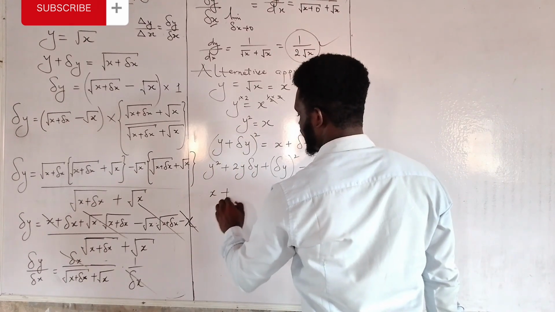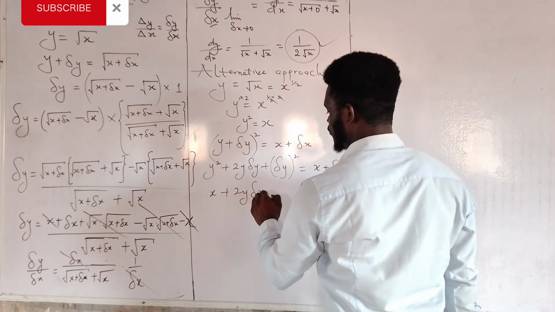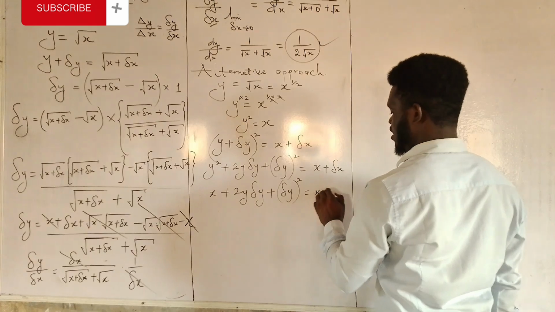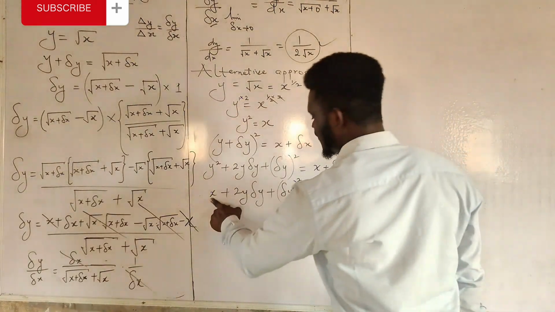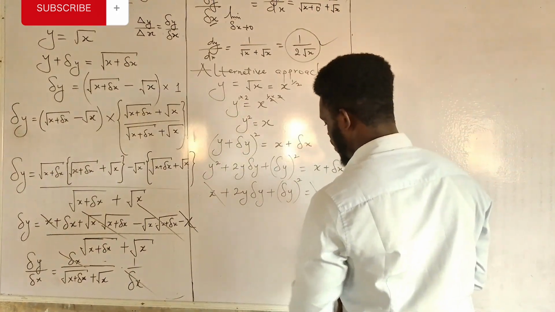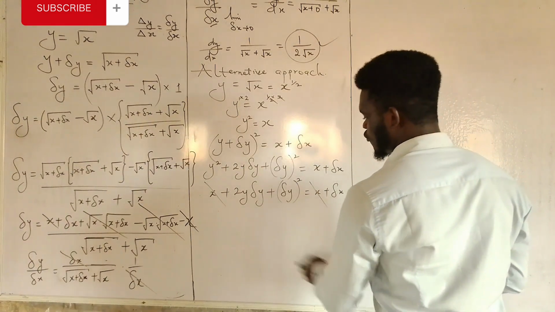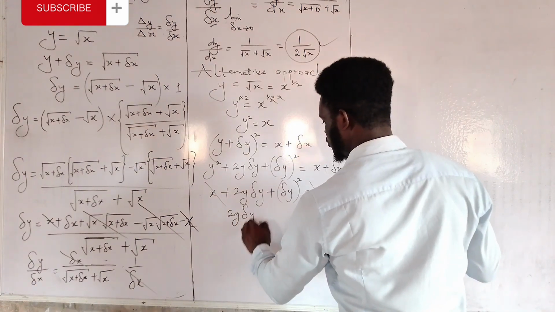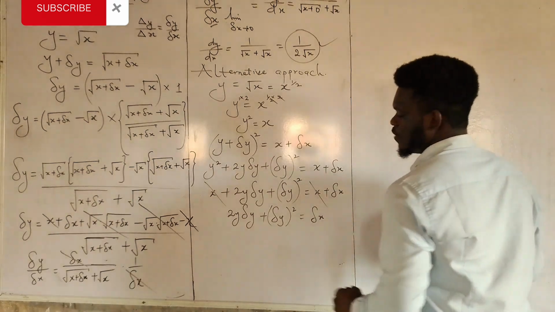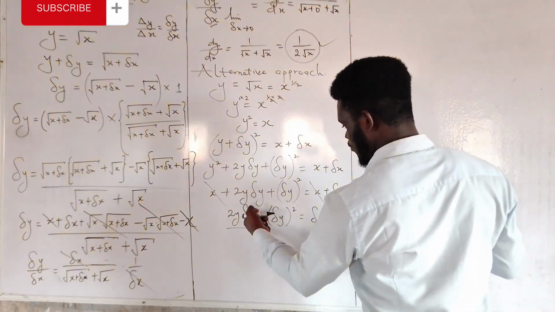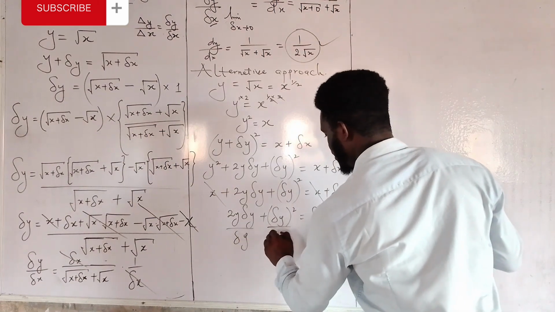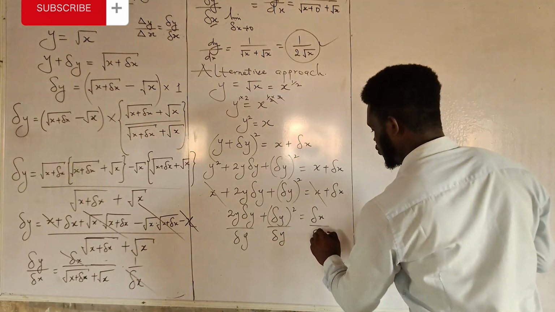So you have x plus 2y change in y plus change in y all squared equal to x plus change in x. We have x here and x here, so they eliminate. So from here we have 2y change in y plus change in y all squared equals change in x. So dividing all through by what is common, change in y, we have too much change in y. So dividing here by change in y, and here also by change in y.